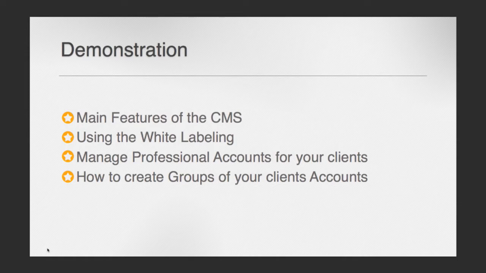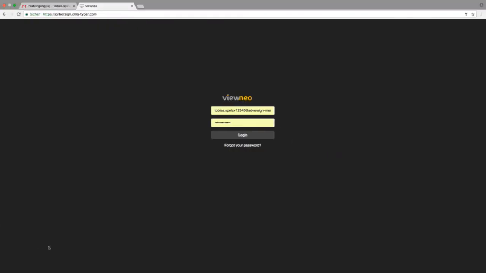So now I would like to switch into the live demonstration to show you the main features of the content management system, how you use the white labeling option, how to manage the accounts for your clients, and also how to create groups of your clients' accounts. So therefore, as you can see, the URL is already branded. It's called CyberSign My Account. Currently it's branded in viewneo, but I will show you how you can change it.